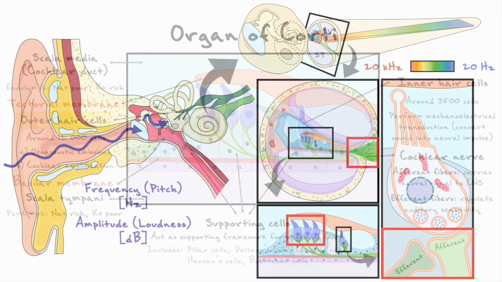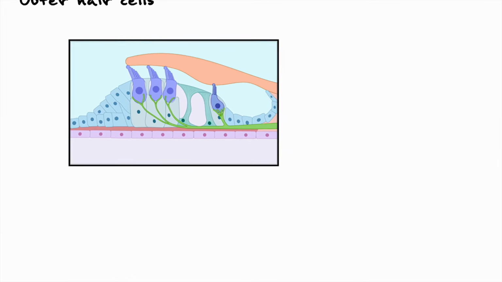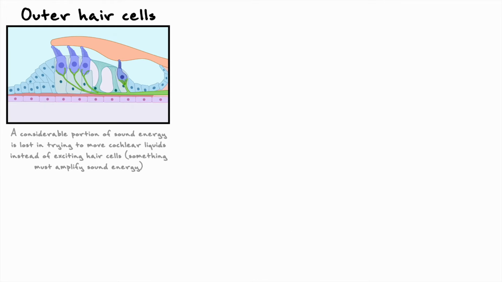So, if we go back to this diagram of the organ of Corti, we can find outer hair cells arranged in these three rows, which makes these cells 3 to 4 times more numerous than inner hair cells. From what we mentioned previously, outer hair cells mediate otoacoustic emissions and cochlear amplification, but what does that even mean? To understand this, it's important to know that a considerable portion of the sound energy that the cochlea receives is lost in trying to move the fluids instead of exciting the hair cells.